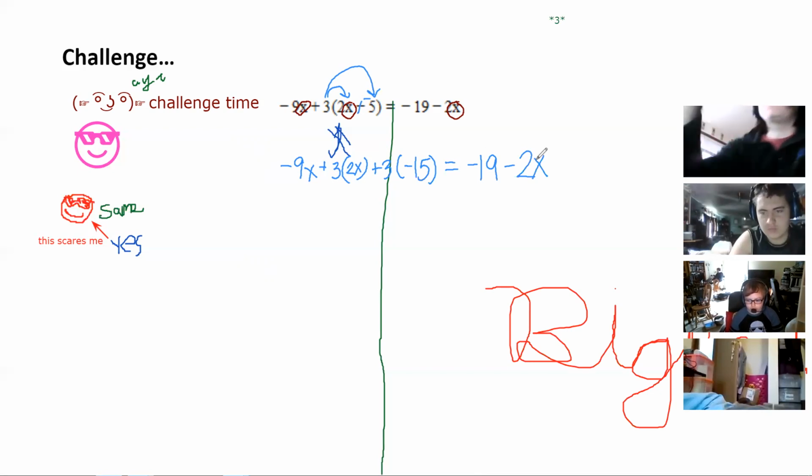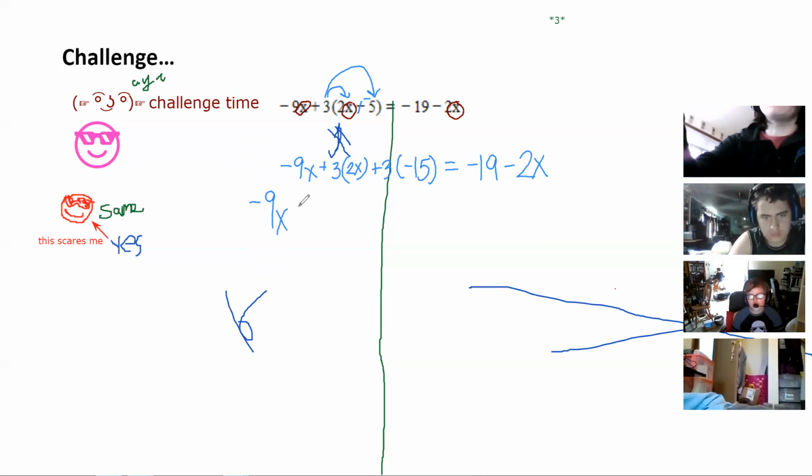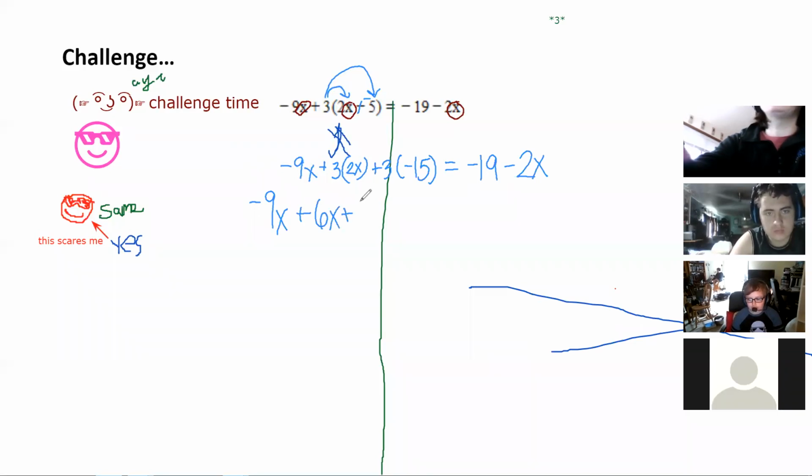Now let us simplify. So negative 9x, what's 3 times 2x there? What does that simplify to be? 6. Yeah, 3 times 2x is 6x plus 3. Oh, I wrote 15. I think I unconsciously did that in my head. It's supposed to be a negative 5, but 3 times negative 5 is negative 15.